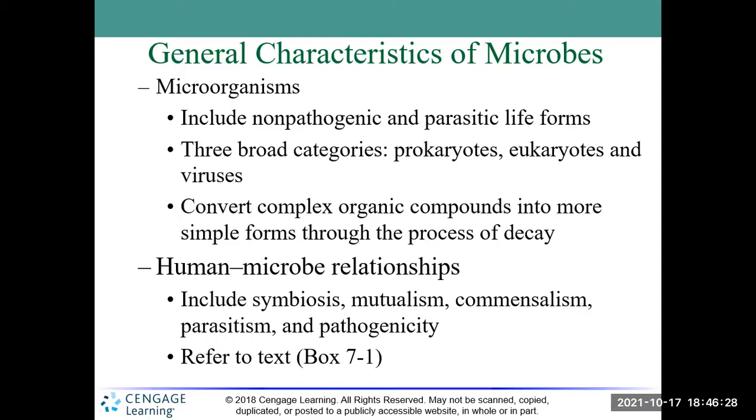One thing that microorganisms do is that they convert the organic compounds into more simple forms as they're decaying. So that process creates its own set of challenges. So there are some human microbe relationships, and those do include things like symbiosis, mutualism, commensalism, parasitism, and pathogenicity. And we're going to look at box 7.1 as it goes into each of these a little bit more in detail.